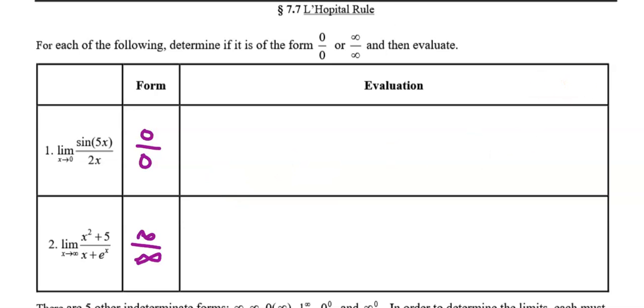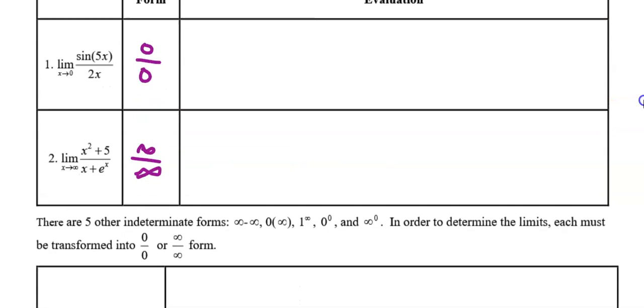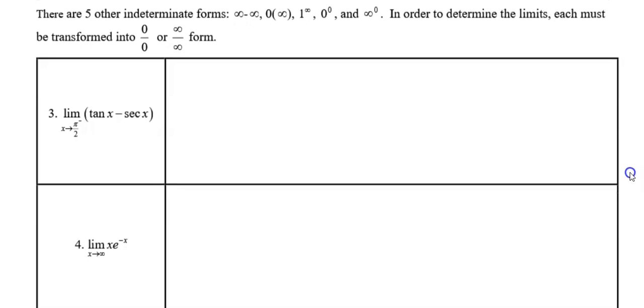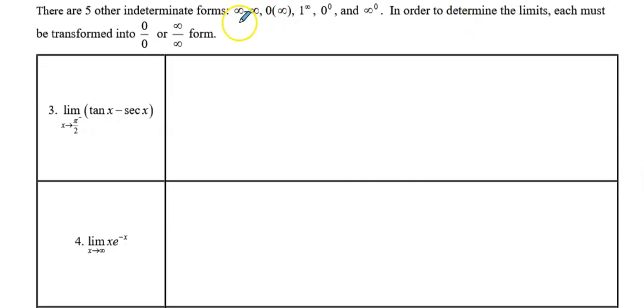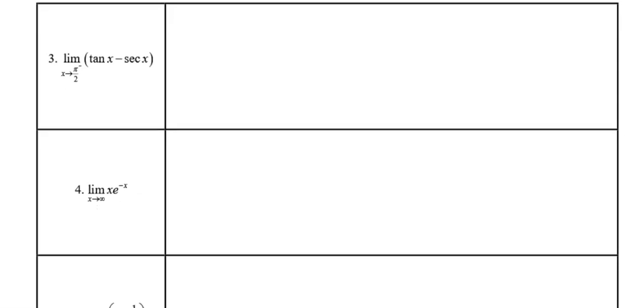So let's get into what we're going to do in this lesson. There are 5 more indeterminate forms. In the video today, I'm going to do infinity minus infinity and 0 times infinity, and I'm going to show you 3 examples. In the next video, I'm going to do the other 3: 1 to the infinity, 0 to the 0, and infinity to the 0. So let's talk about these examples right here.